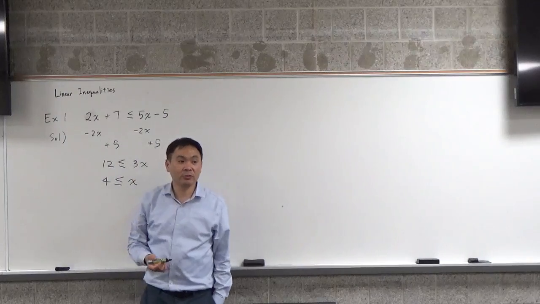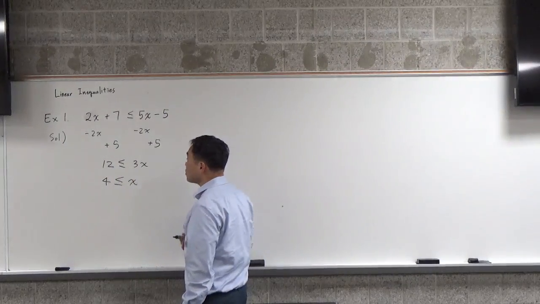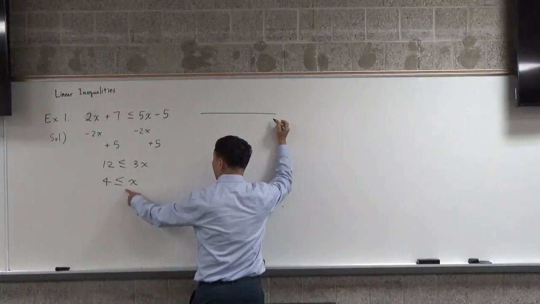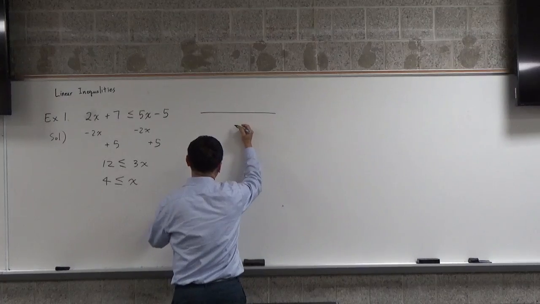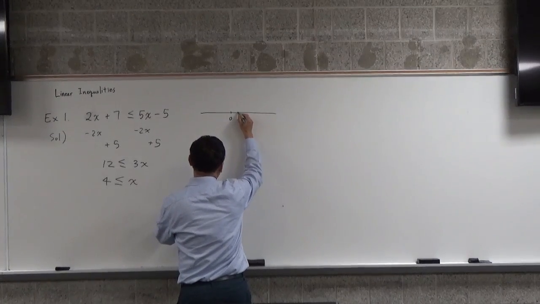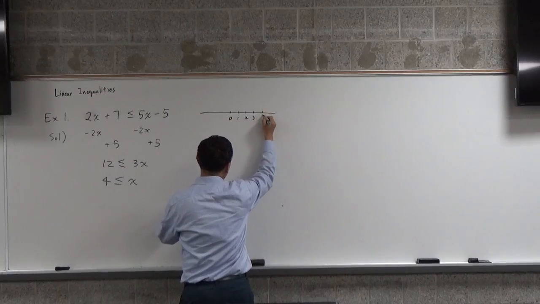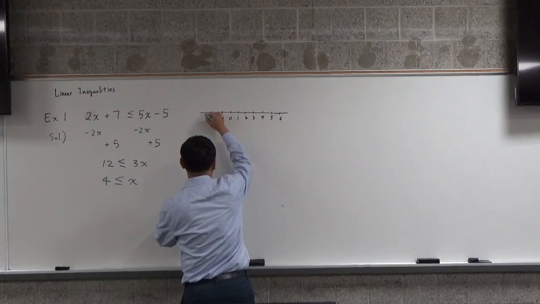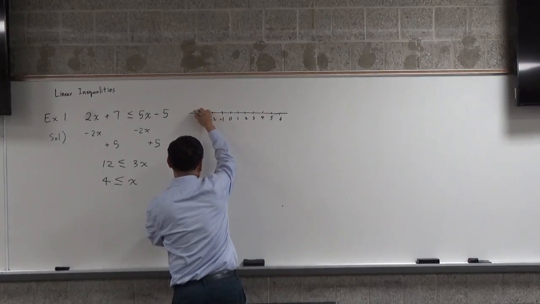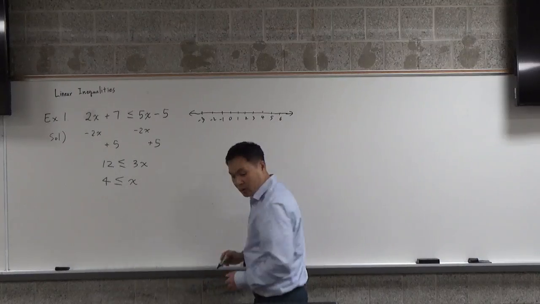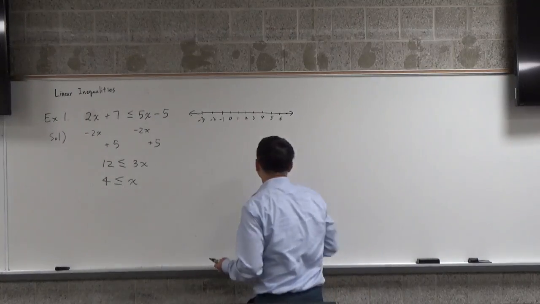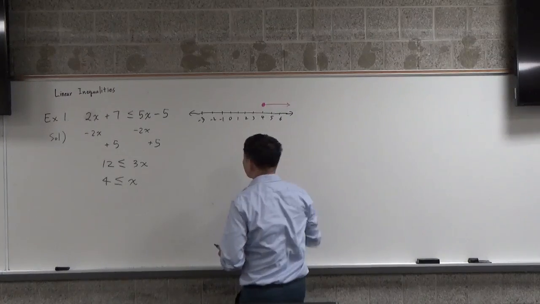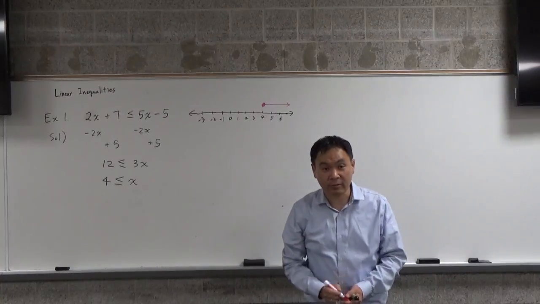Now when you have such an answer, you have to know two things. First, you have to know how to graph it. So to graph x is 4 or greater, think about the number line: 0, 1, 2, 3, 4, 5, and then 6, negative 1, negative 2, negative 3. Goes like that. And then here's 4. And everything after 4 is a solution. That's how you graph it.